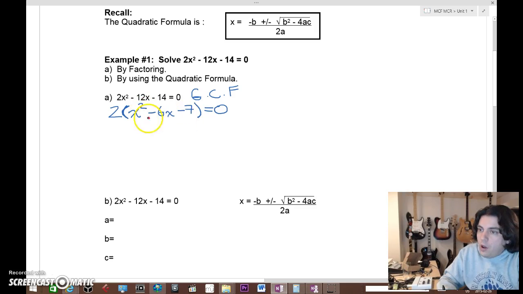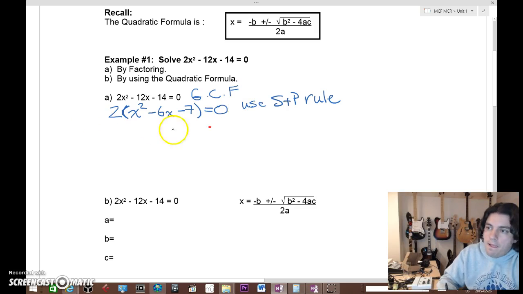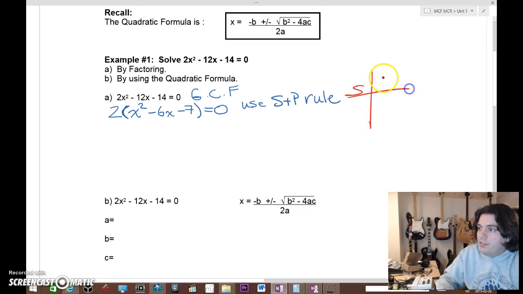Now that we've done that, we can factor this inner term. Typically what we'll use for that is the sum and product rule. When we use the sum and product rule in this situation, we're talking about having a sum of negative 6 and a product of negative 7. Now the nice thing is, because we've taken this 2 out, we don't have to worry about the AC rule or anything like that.